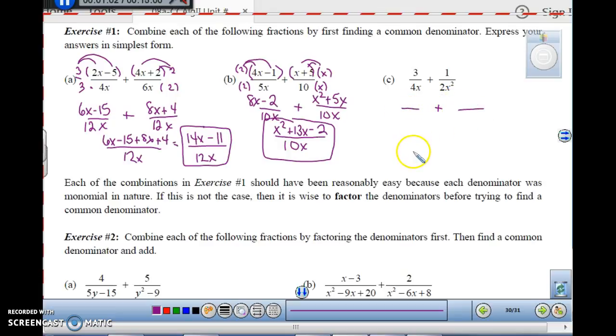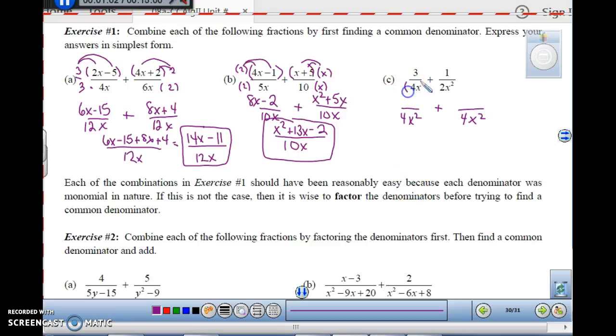Well, my smallest number that I can make out of 4 and 2 is 4. And my smallest x that I can make would have to be x squared. I can't turn an x squared into an x, but I can turn an x into an x squared. Okay, so my common denominator is 4x squared.